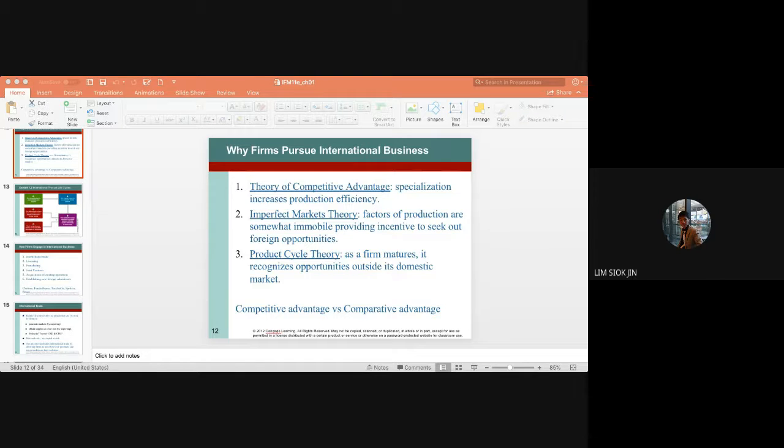As mentioned just now, competitive and comparative advantage. What do you understand? Maybe you can give an example. Basically, what do you understand by competitive and comparative advantage?